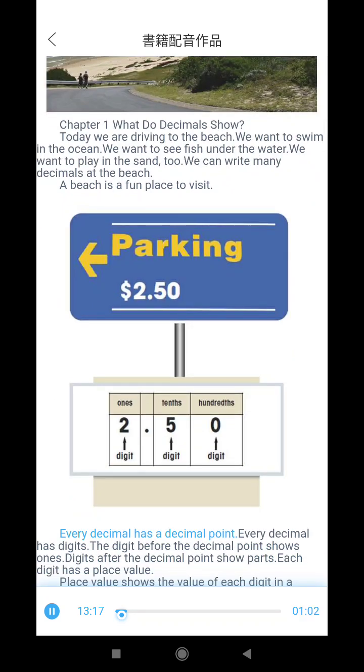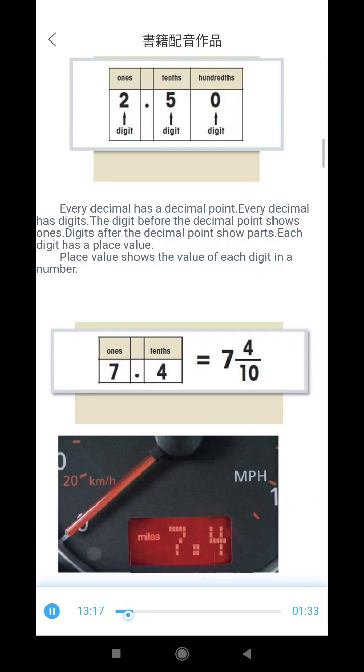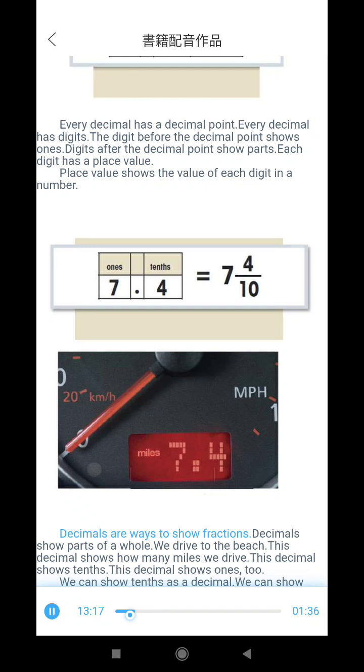Every decimal has a decimal point. Every decimal has digits. The digits before the decimal point show ones. Digits after the decimal point show parts. Each digit has a place value. Place values show the value of each digit in the number. Decimals are ways to show fractions. Decimals show parts of a whole.